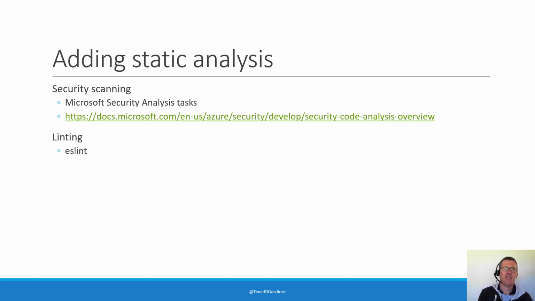Other static analysis we could do would be things like linting. So for example, ESLint is a popular one for JavaScript and for TypeScript. Adding that just gives you that extra check that you're not adopting some not so good approaches to your code. You can obviously configure what rules you want to be applied, and create your own custom rules. And likewise for .NET, there's Roslyn analyzers.